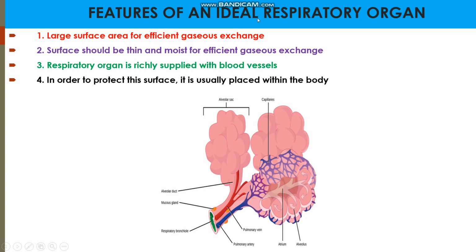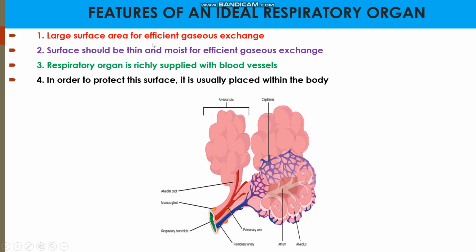Now coming to the features of an ideal respiratory organ. What all should be the features of an ideal respiratory organ? The respiratory organ should have large surface area for efficient gaseous exchange. Also, the surface of these organs should be thin so that easy exchange of gas can take place. The respiratory organ should be richly supplied with blood vessels, or you can say it should be highly vascularized, for efficient gaseous exchange. Another important point is the respiratory organ should be protected, hence it should be placed within the body.